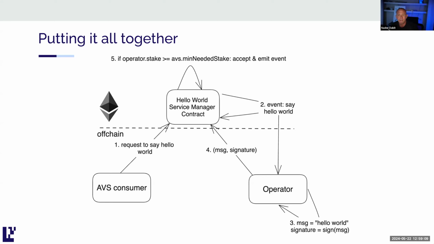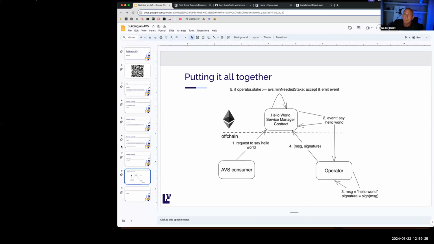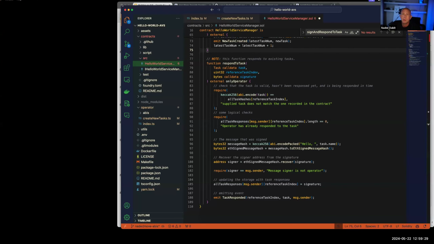This could be a front-end application. It could be another protocol. It could be another AVS, but it's essentially whoever is going to be talking to your service. And to hopefully make this diagram even easier to understand, we'll walk through the code, and then we'll come back to that diagram.